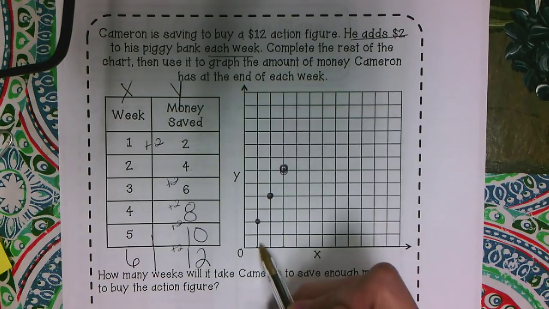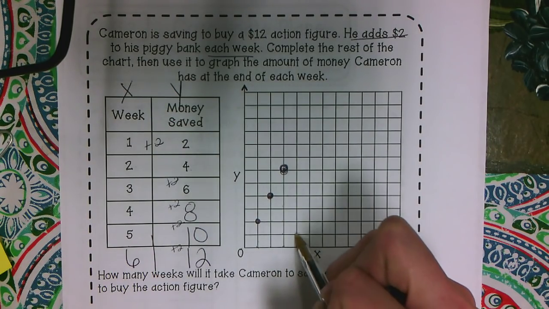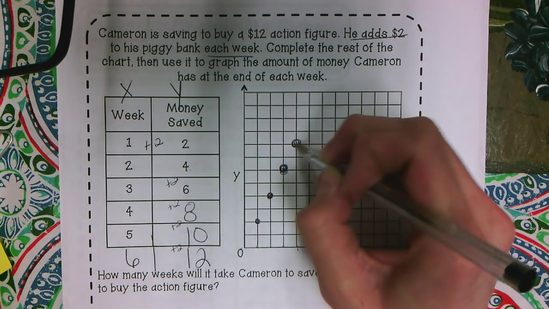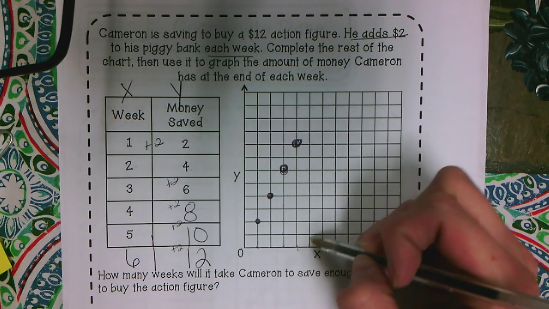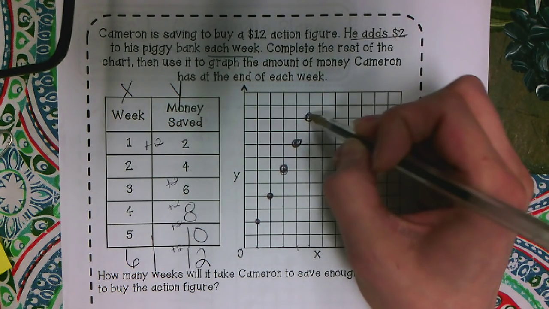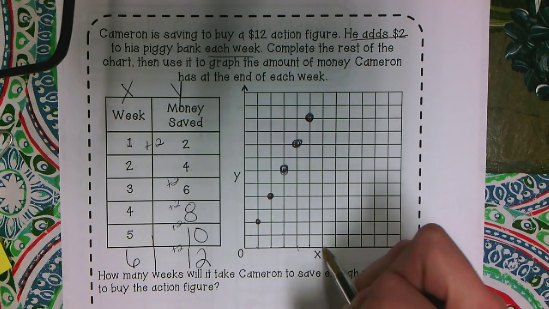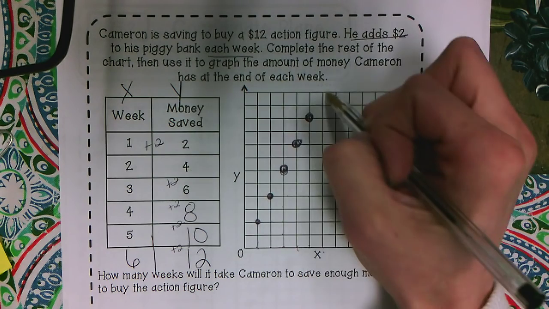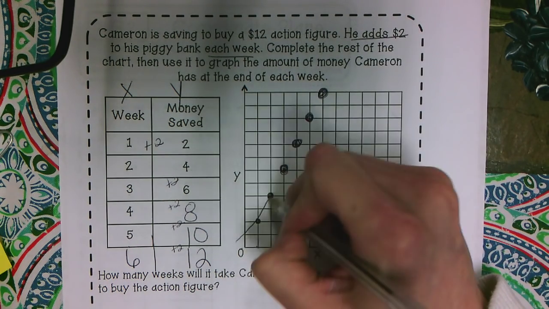Week 4, 1, 2, 3, 4, he saves $8. Now we're going to go up 8. 1, 2, 3, 4, 5, 6, 7, 8. Week 5, 1, 2, 3, 4, 5, he saves $10. And week 6, 1, 2, 3, 4, 5, 6, he saves $12. So he finally reached his goal of $12.